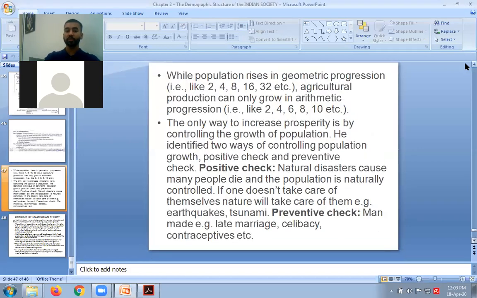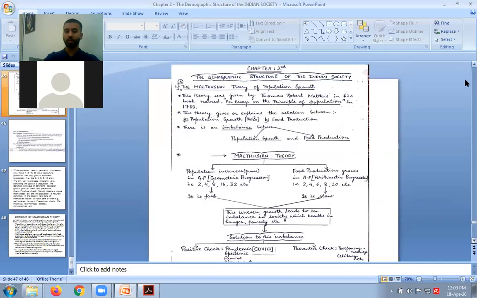Now look what happens in Malthusian theory. Robert Malthus is actually worried about the imbalance between population growth and food production. He says that population is growing at a much faster rate as compared to food production. Population growth is progressing through geometric progression. He has used this term geometric progression to show that population growth is at a much faster rate as compared to food production, right?